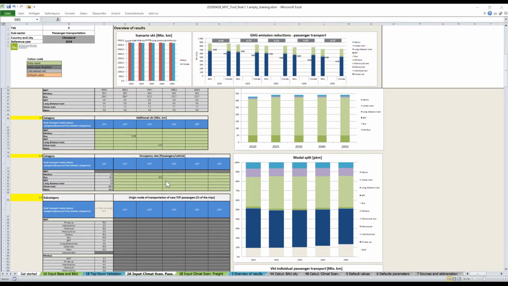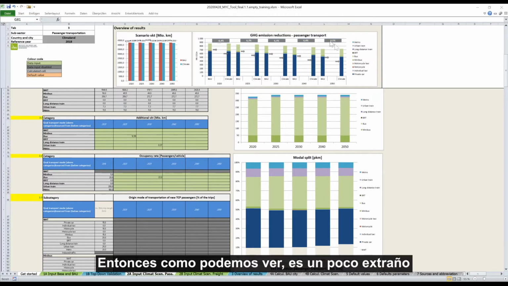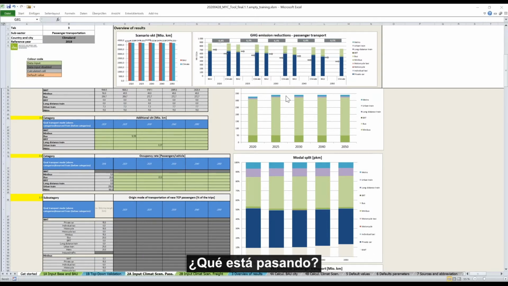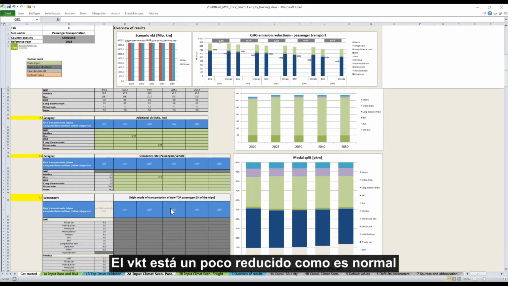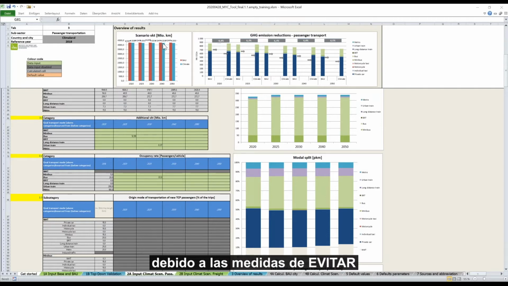So we say we have 22 people on average in our buses. As you have seen, it's a bit strange because now the emissions are bigger in the climate scenario than in the BAU. What is going on? The VKT are a bit reduced as normal with the avoid measures, and now we have much more emissions.